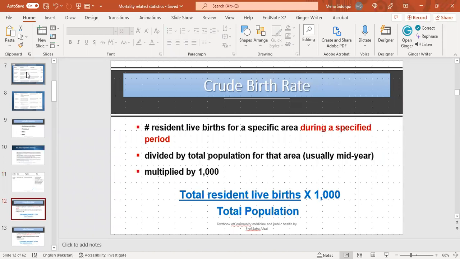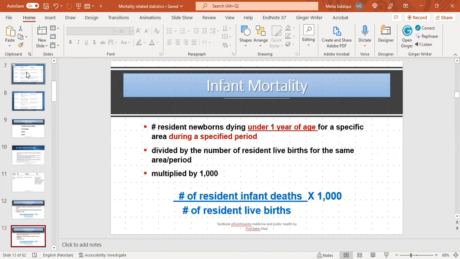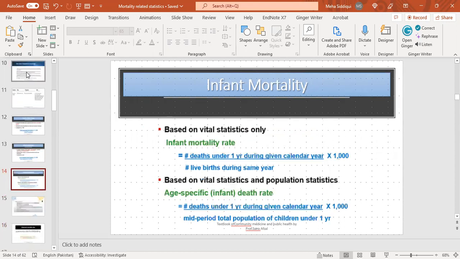Now, first, crude birth rate. It is just the number of resident live births for a specific area during a specified period divided by the total population for that area multiplied by 1000. Infant mortality. It is the number of resident newborns dying under 1 year of age for a specific area during a specified period divided by the number of resident live births for the same area or period multiplied by 1000. This is the formula for infant mortality rate. It is based on vital statistics on infant mortality rate. This is the formula given.